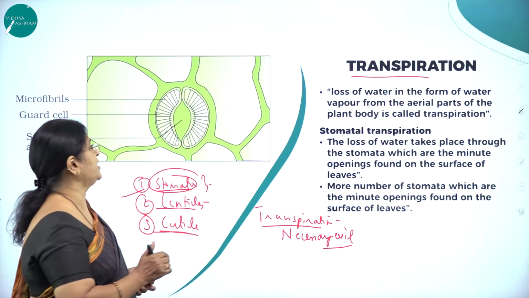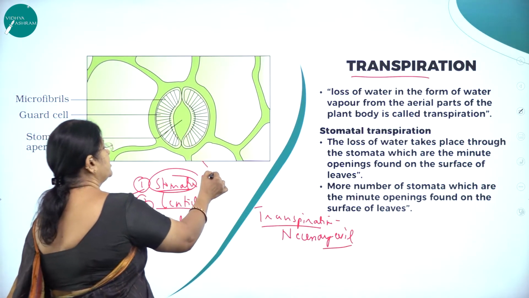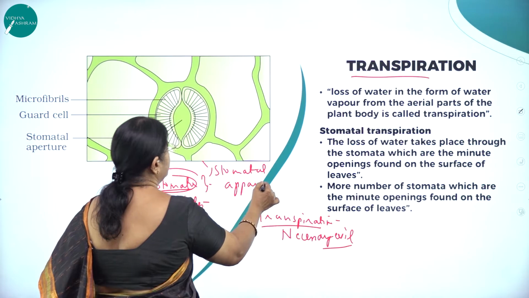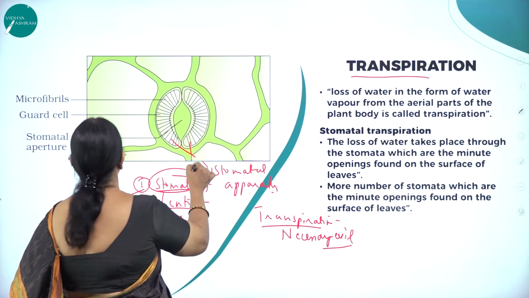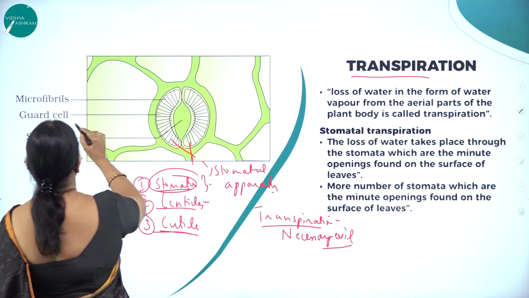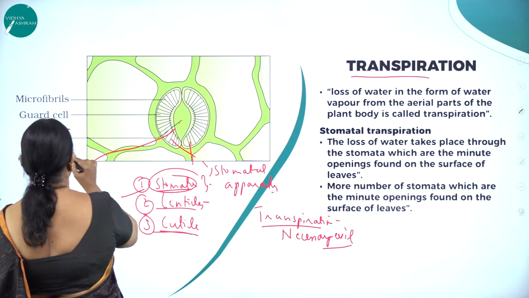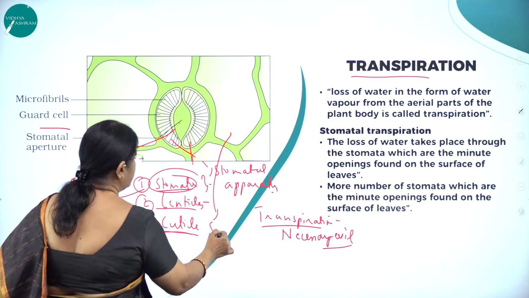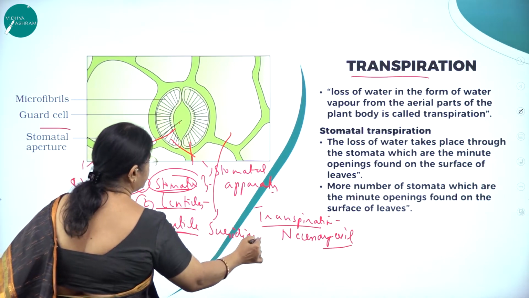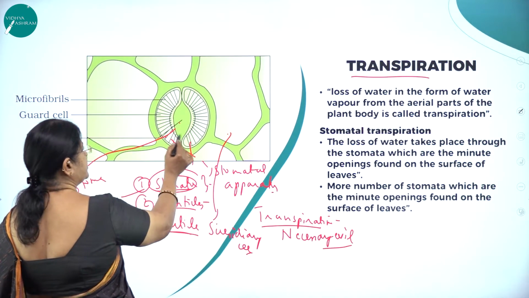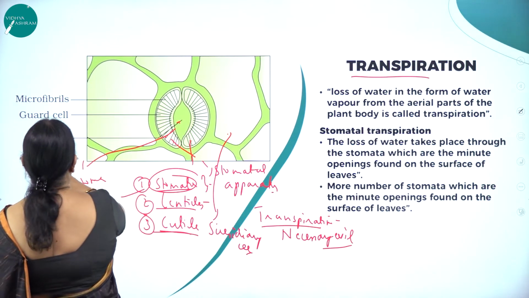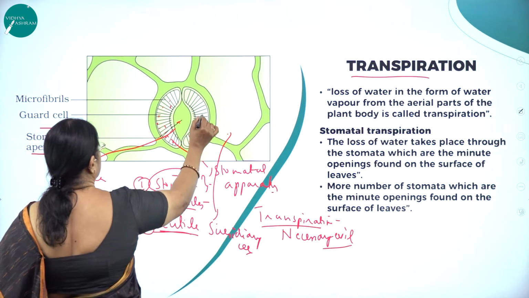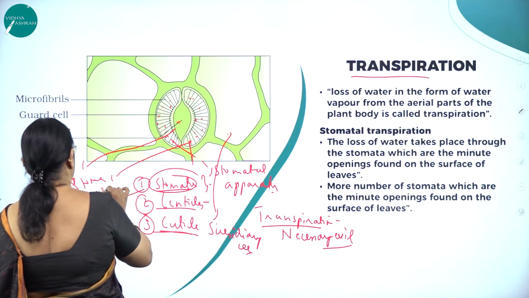So what are stomata? Here you can see stomata. This is the structure of the stomatal apparatus. So here you can see the two bean-shaped guard cells, and this is called the stomatal aperture or stoma. And here you can see these are called subsidiary cells. These are two bean-shaped guard cells, stomatal aperture, then the microfibrils, and here you can see the chloroplast also.